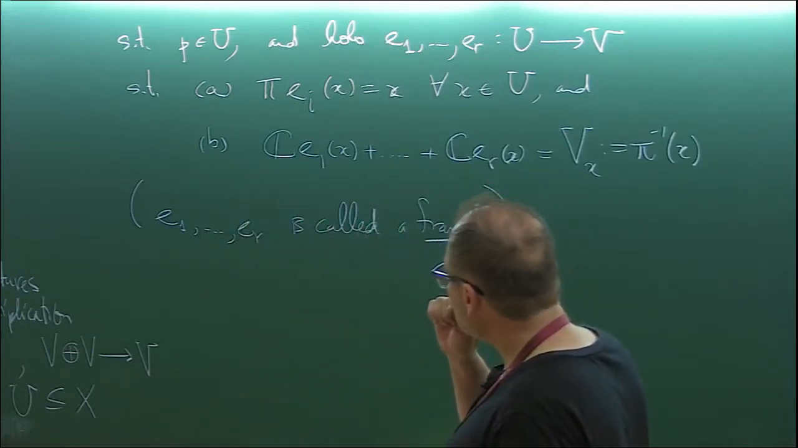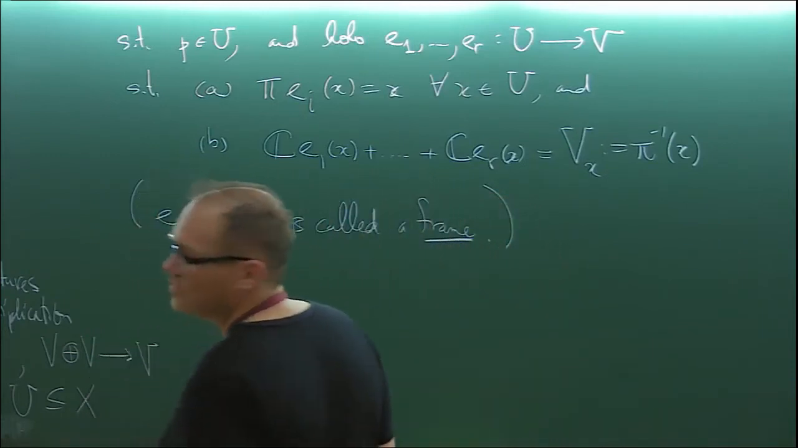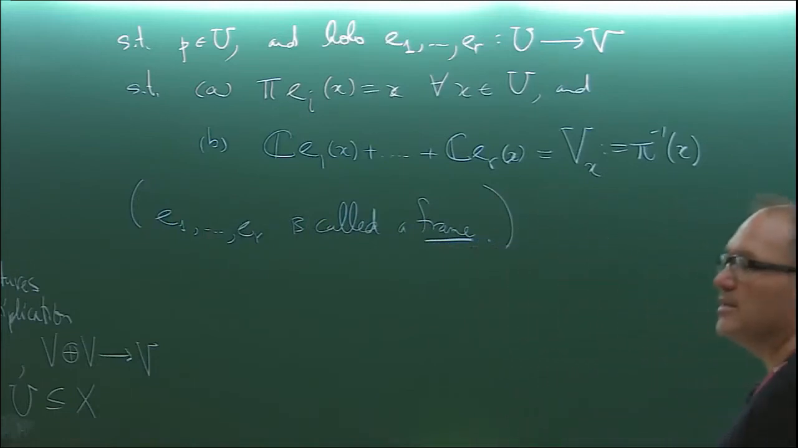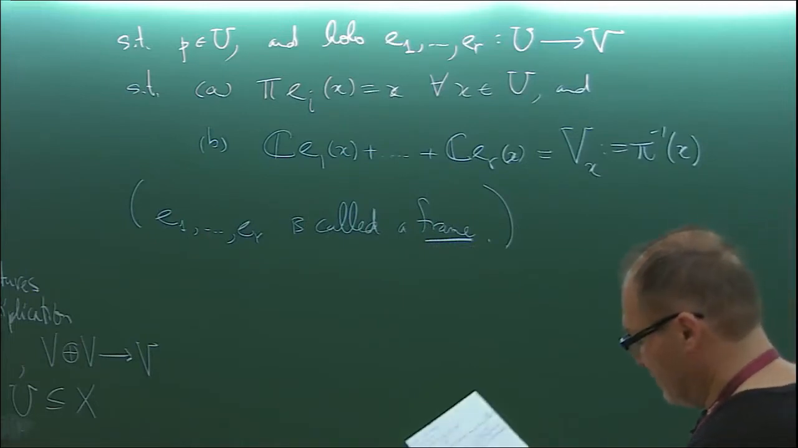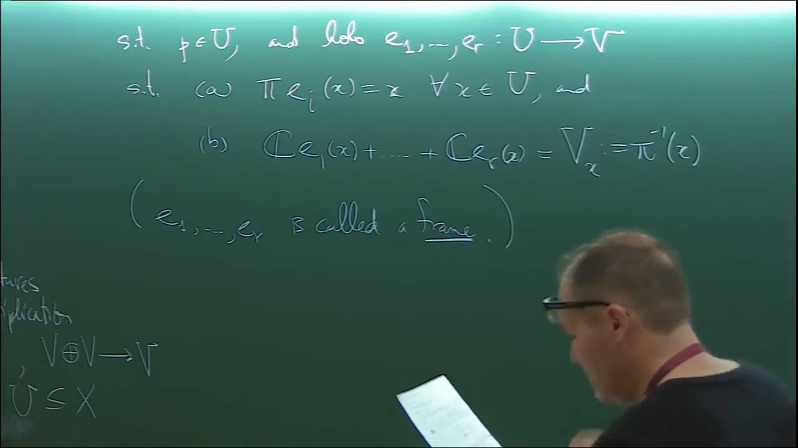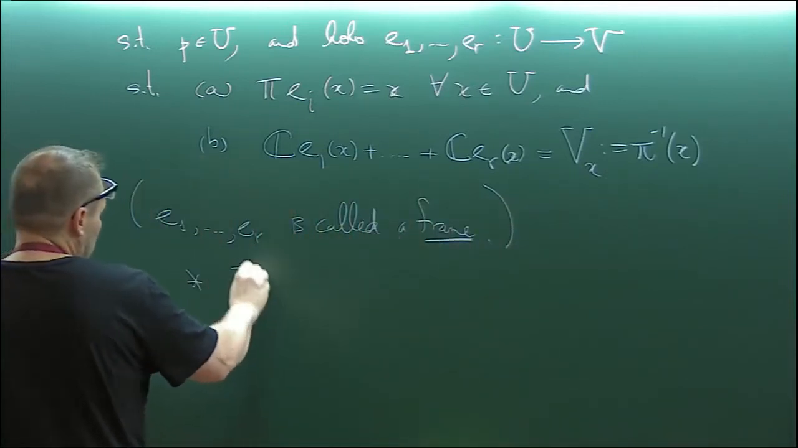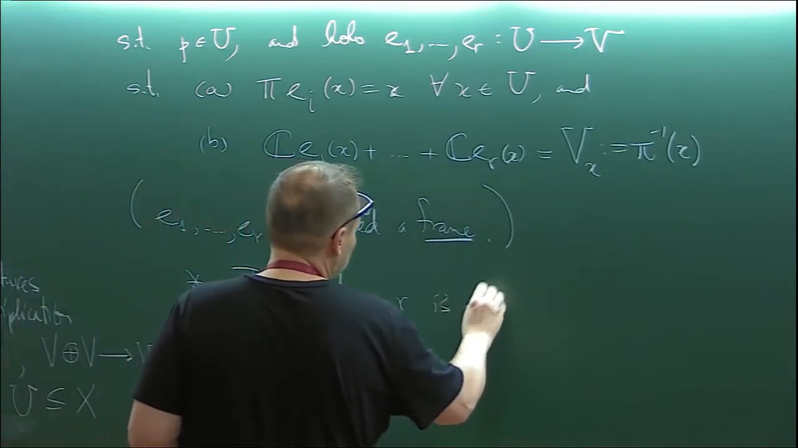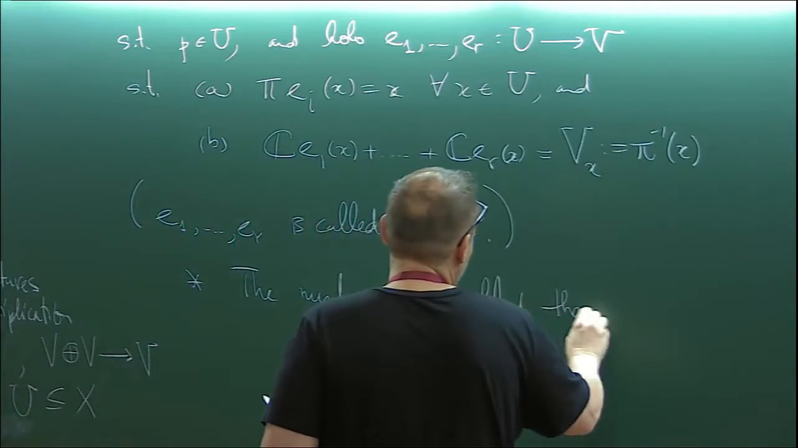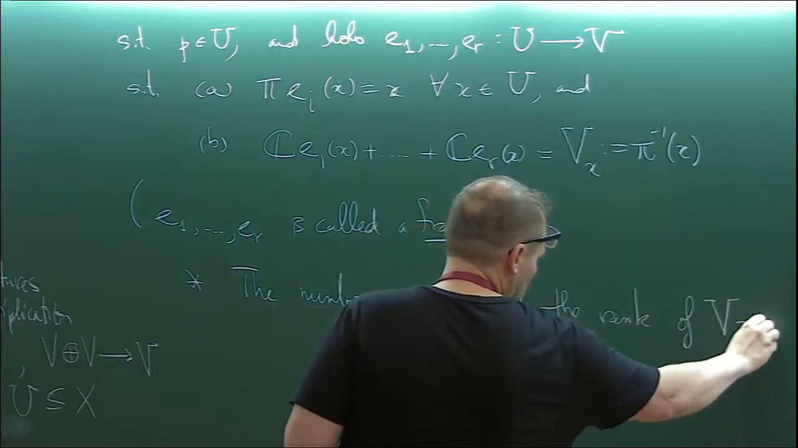Right. Okay, so I won't bother saying too much about that. That's something you can get into, or maybe we can discuss in the recitations for people who haven't seen the concept before. So this number R is called the rank of the vector bundle V.